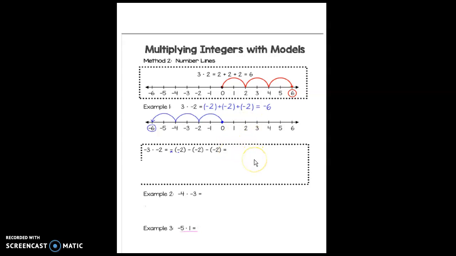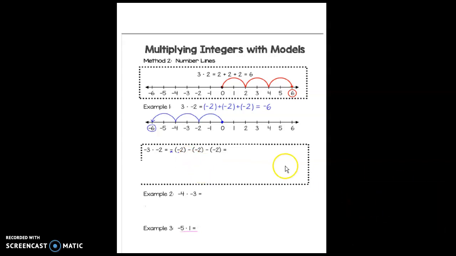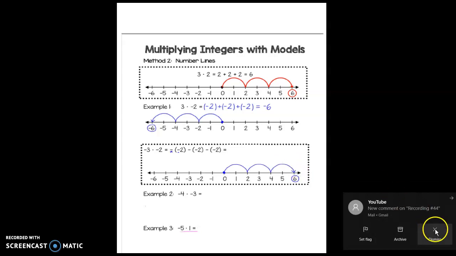But what happens when we have a negative times a negative? When we have a negative times a negative, you should understand that we are going to multiply by taking away 3 groups of negative 2. So again, that's going to be repeated subtraction, which means we're taking away negative 2 from negative 2 from negative 2. We look at that as the opposite of 3 groups of negative 2. The opposite of 3 groups of negative 2 would be 3 groups of positive 2. So we want to take away 3 groups of positive 2.